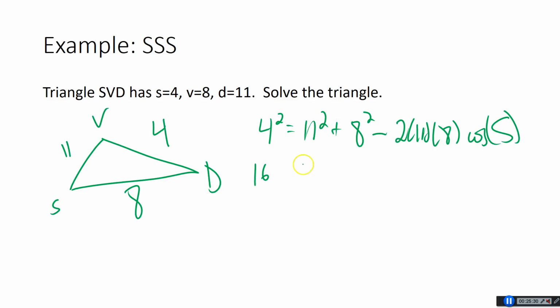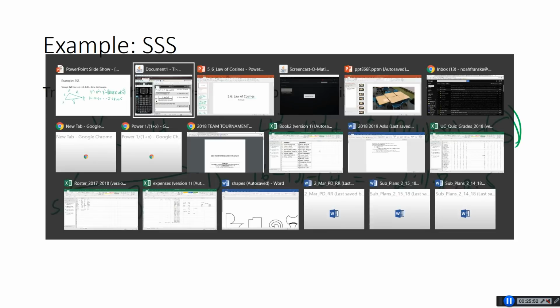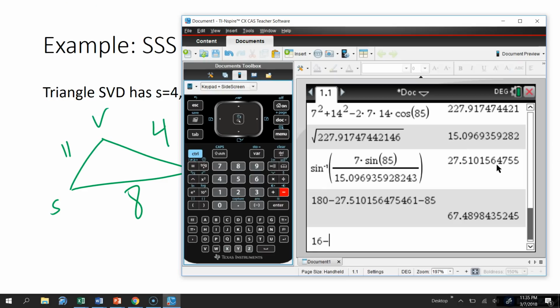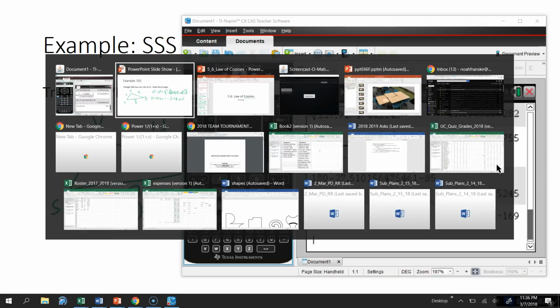So what I'm going to do is, some people just do 11 squared is 121, plus 64, and they subtract this thing. I can't do that because of order of operations, right? This is like in a prison. So what I'm going to do is take 16, subtract 121, subtract 64. And that's going to be equal to negative 2 times 11 times 8 times cosine of S. Okay, so let's go to our calculator. So I'm going to do 16 minus 121 minus 64. Okay, it gives me negative 169.